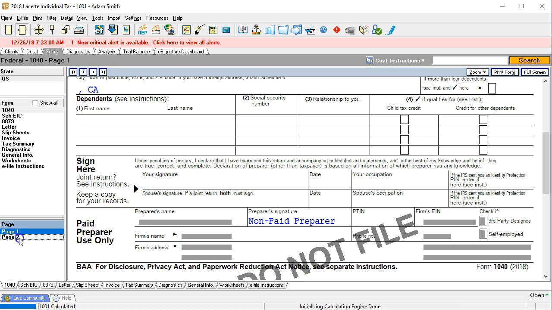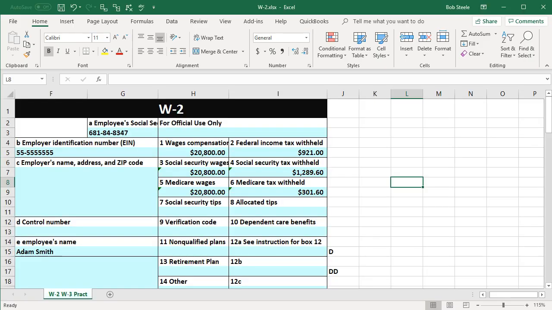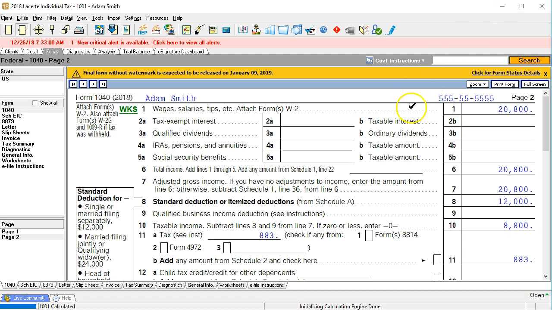We're then going to go to page 2, which will give us a summary of the calculation of the numbers. And we could see in line 1 that we have wages, salaries, tips, etc. That gives us our $20,800 from the W-2. So that's where the W-2 would then go. We can also see that the first portion of the form is going to be our total income, and therefore line 6 is going to be the sum of the total income. There's the $20,800 calculated here.